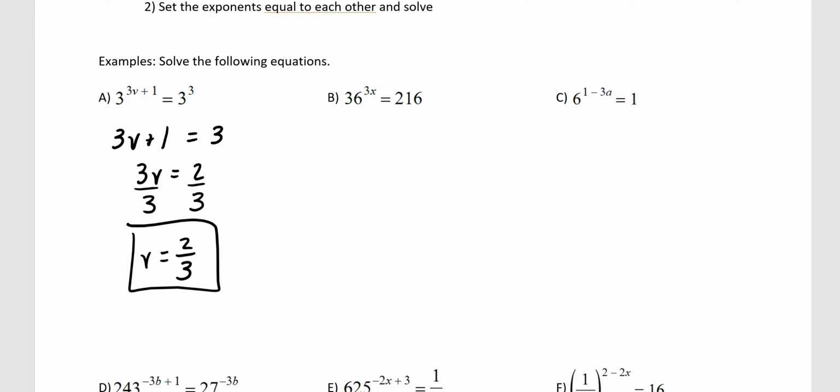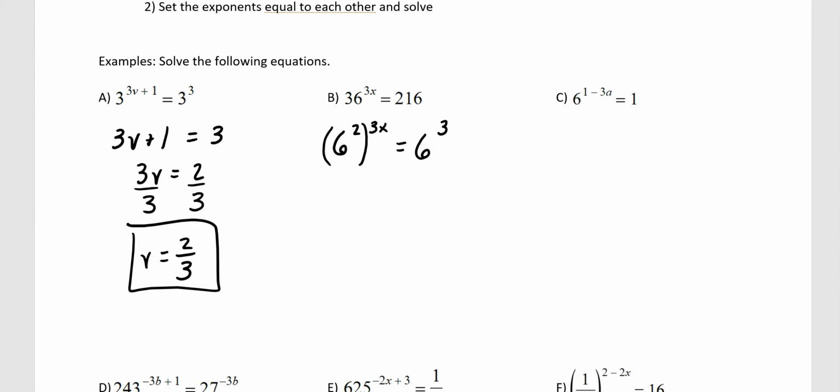Now, look at letter B. One of our bases is 36, the other is 216. So now's the time where we need to think, okay, 36, 216, how can I rewrite those with common bases? And the answer is simple. It'd be 6 squared, that's 36, to the 3x, equals 6 to the third, right? 6 to the third is 216. Now they have common bases.